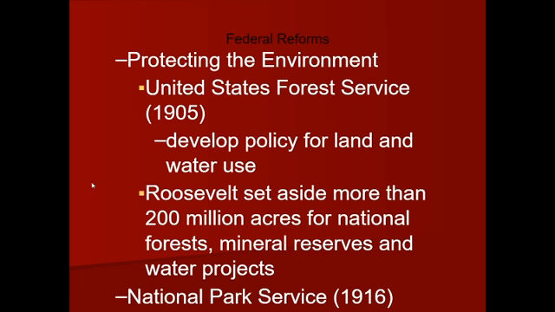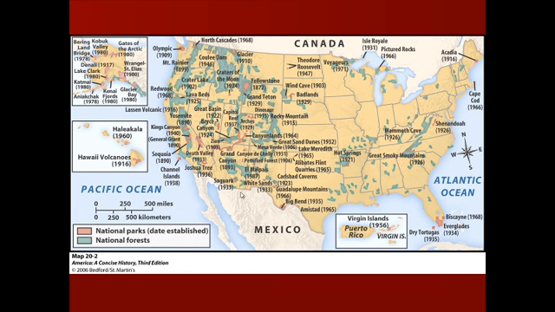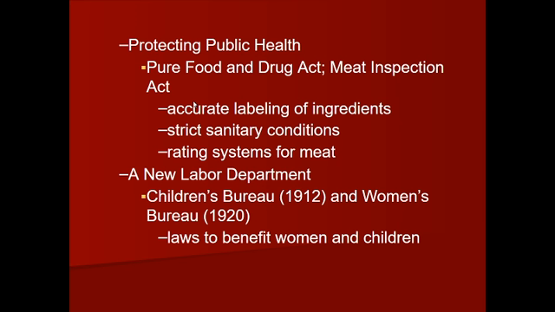Okay. Another thing that the feds did in this time is protect the land. We get the Forestry Service, we get the National Park Service. President Roosevelt set aside more than 200 million acres, and now if you look at this map, you can see in pink the national parks and in green the national forests. So much land is now protected by the federal government. The idea being that then all Americans can access this land, and it can be a gift to all Americans and not owned by someone.